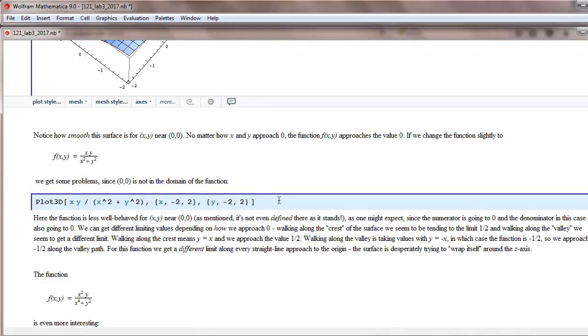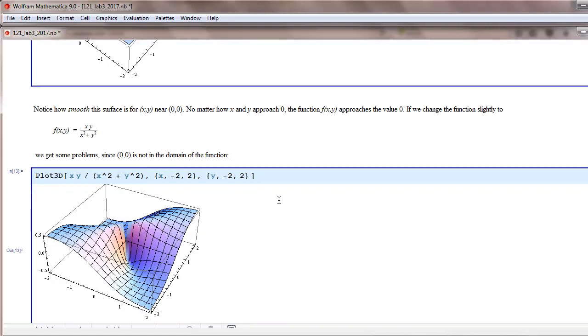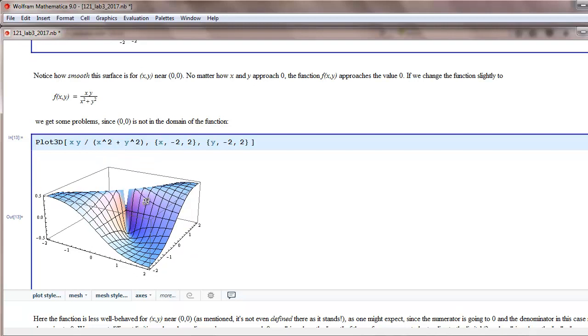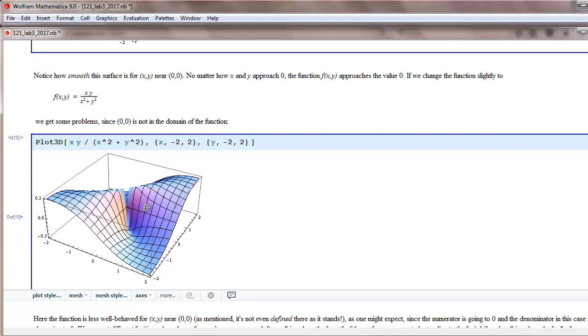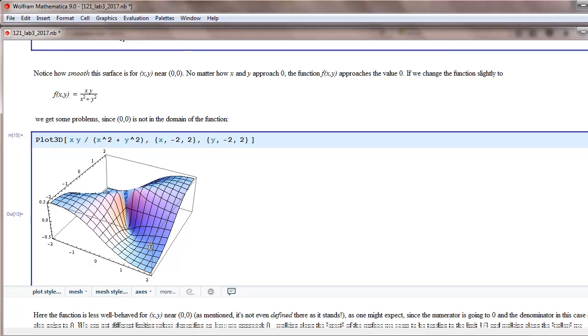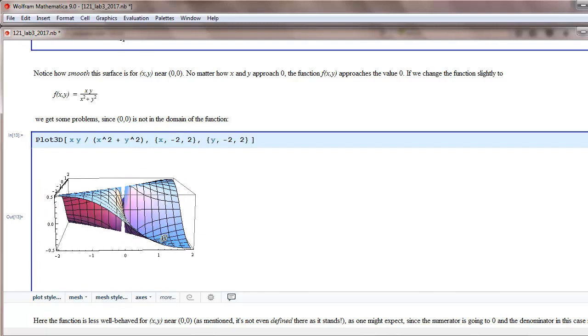Now, let's change the function slightly. I'm going to remove that plus 1 in the denominator and now look at what happens to the plot. So if we were coming along this ridge, it looks like the z value is approaching maybe 0.5. On the other hand, if we were walking along this valley down here, it looks like the z value is approaching perhaps negative 0.5.